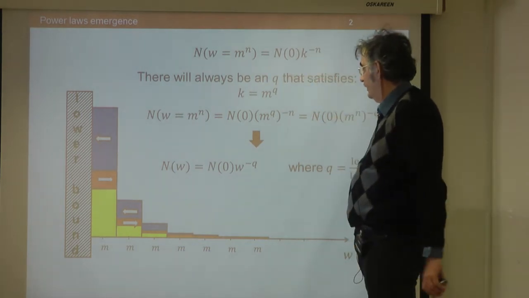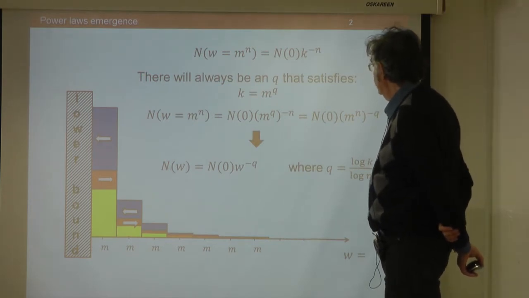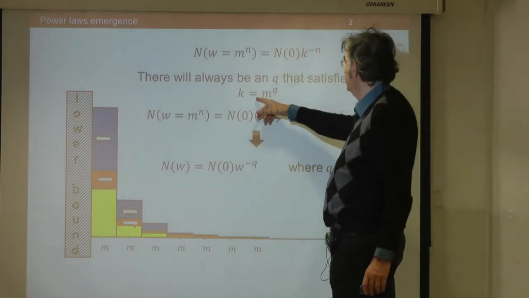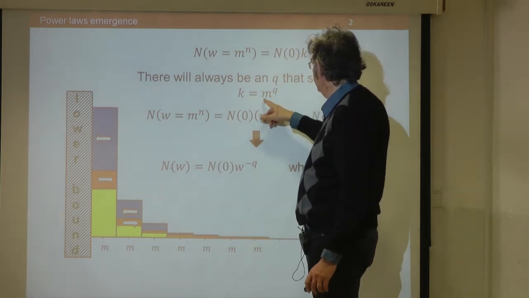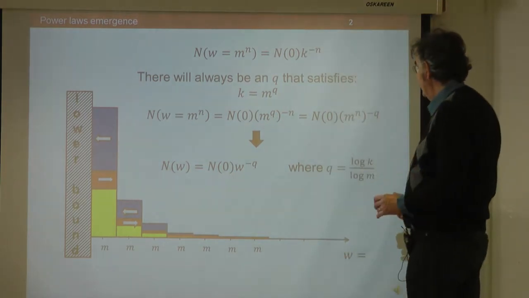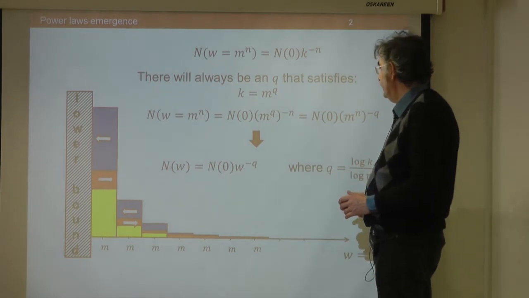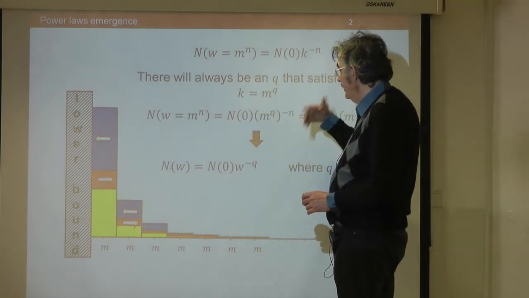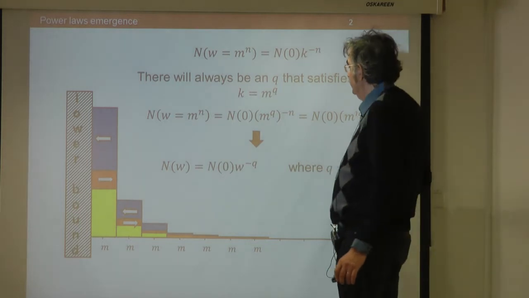They will be in the ratio of k to the minus n. And moreover, if we just parameterize k as a power of m, k equals m to the q, which again is just a definition that q is the logarithm of k over the logarithm of m, or the logarithm of k in the base m.